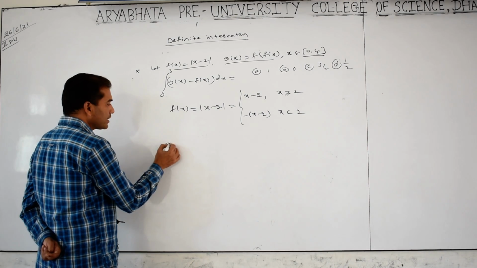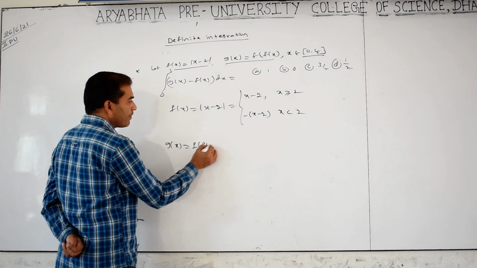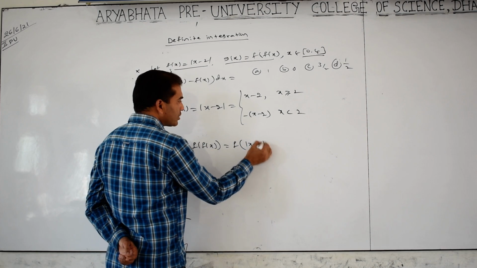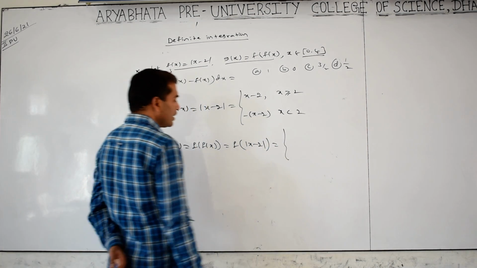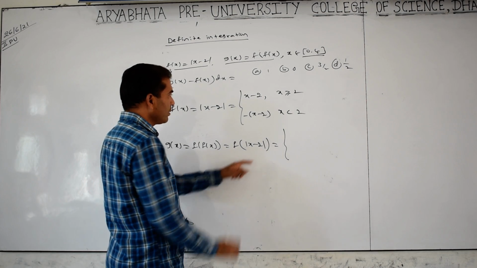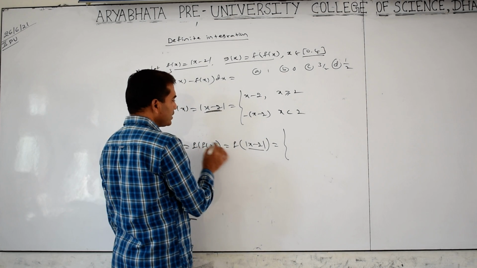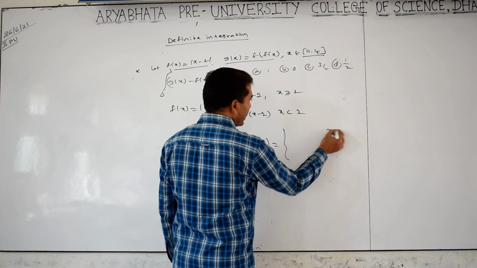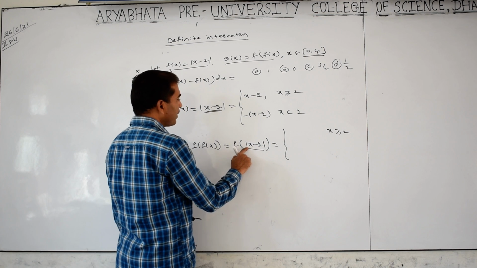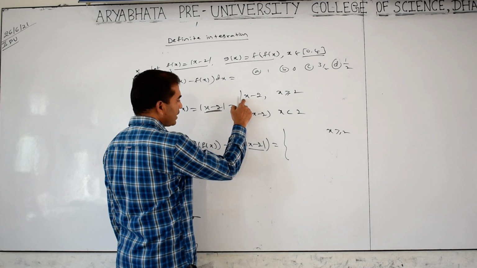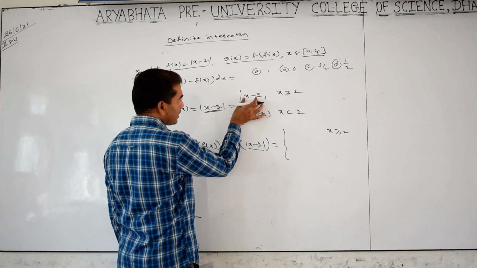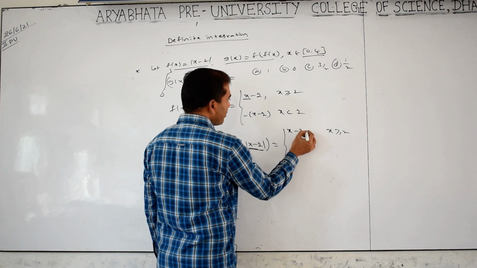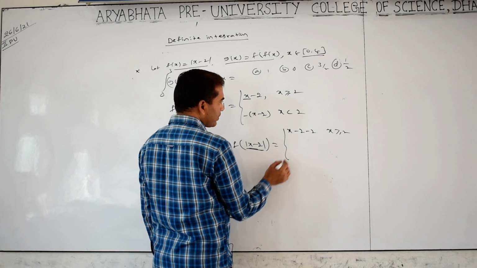Now coming to g of x equal to f of f of x. What is f of x here? It is mod of x minus 2. When x is greater than 2, substitute here: the mod of x minus 2 is positive, so in place of f of x we write x minus 2, and then minus 2, so we will get x minus 4.